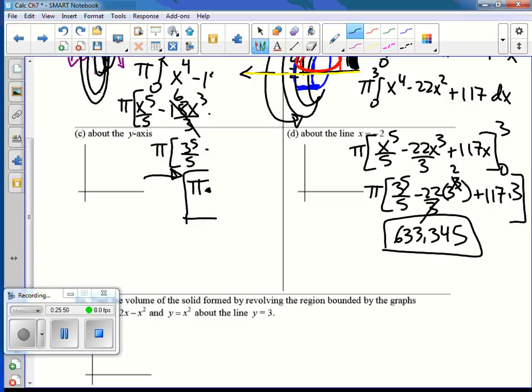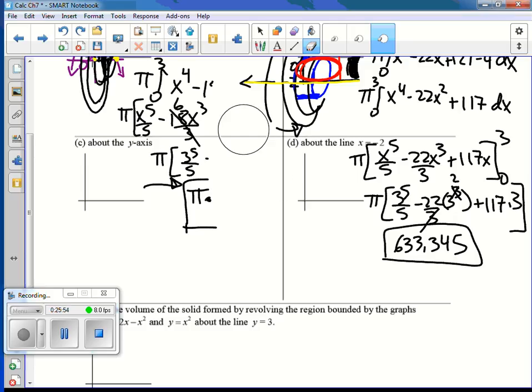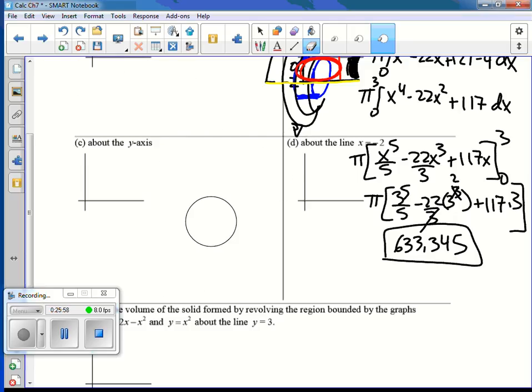All right, let's go on to the next one. Let's go to part C. In part C, it says now you're going to rotate about the y-axis. So it's the same concept as before. This is the part that gets students the most. It's the same shape, so you're still going to do the same thing, but now you're going to rotate about the y-axis.